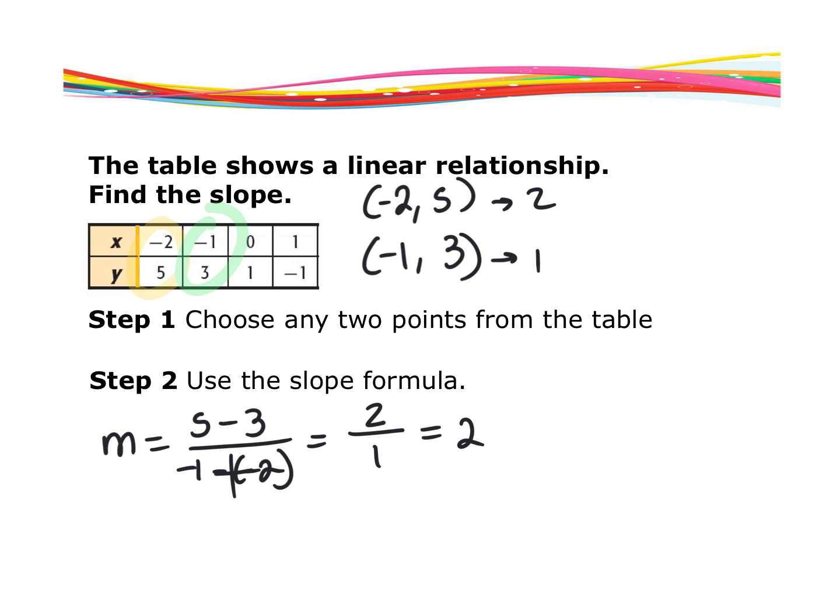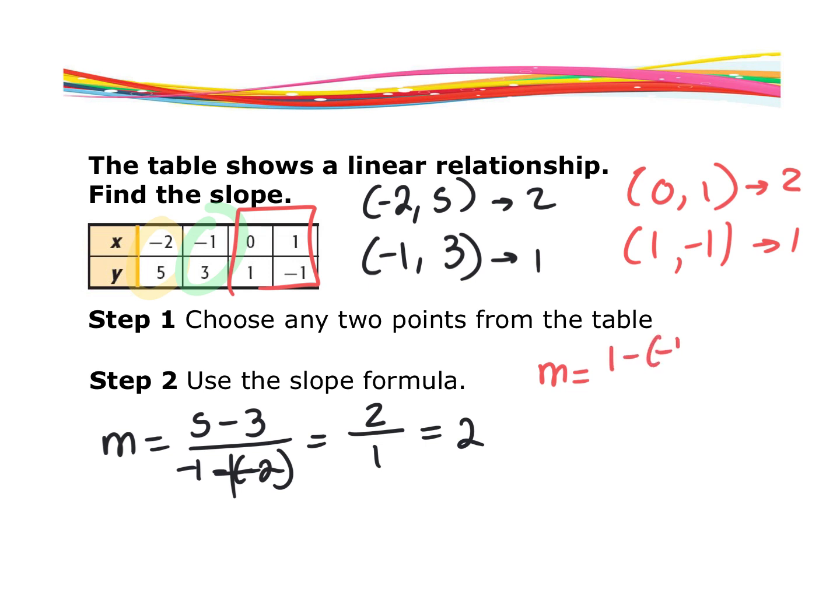Now, you could have chosen different points. Let's say I'm going to choose this far one. So I'm going to get 0, 1 and 1, -1. Plug them into the formula. Again, I'm going to choose this to be my 2s and these to be my 1s. Plugging it into the formula would be 1 minus -1 over 0 minus 1. We're left with 2 over -1. We actually are left with -2.